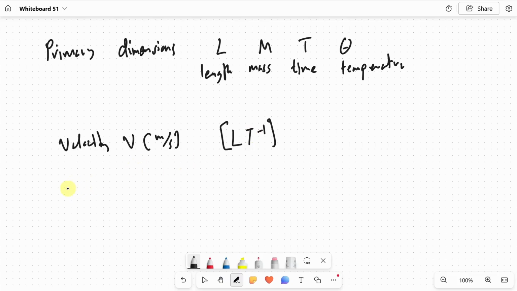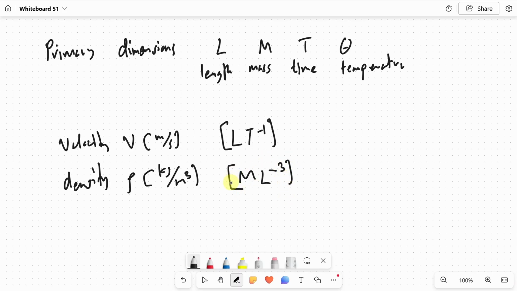And then one more example is density. Density, rho, the unit is kilogram per meter cube. Kilogram is mass, meter cube is length cubed. So this is L to the power of negative 3, and this is the secondary dimension that represents density. Okay, so this is what we call dimension.